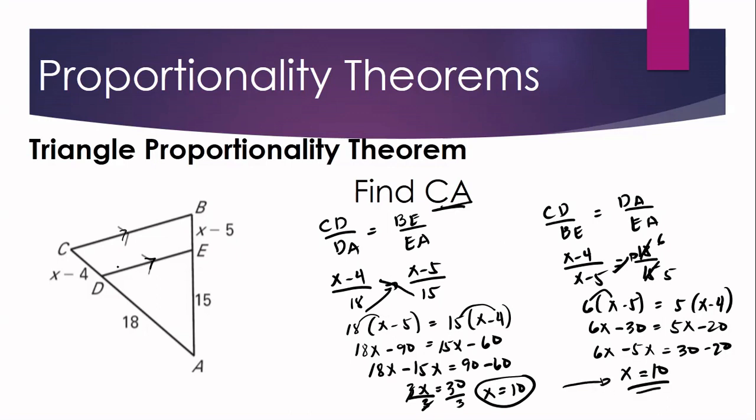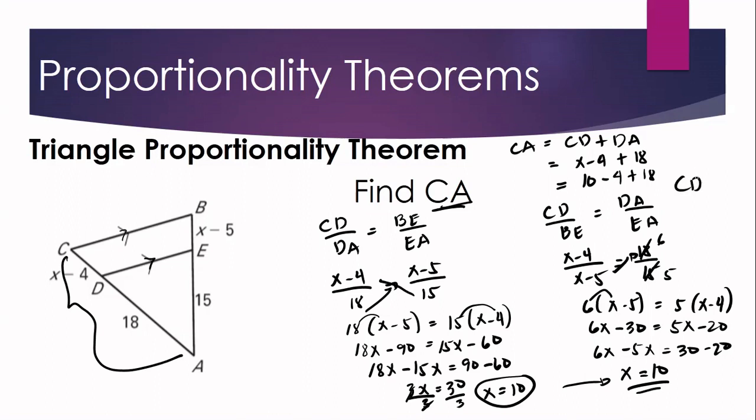Pero ang hinahanap dito is CA. We are looking for the whole side here. So how are we going to get CA? We can have the equation that CA is equal to CD plus DA. So our CD is x minus 4 and our DA is 18. We are going to substitute x, which is 10. So we have 10 minus 4 plus 18, which means that CA is equal to 24 units. So that is what we mean by triangle proportionality theorem.